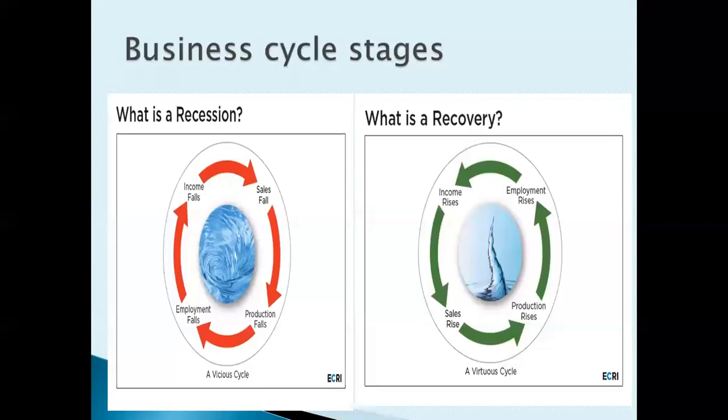Business cycle means what? It is the ups and downs in the businesses. Means what? In certain times, what will happen? There will be excess supply in the market, but demand will not be there. Or in other cases, there will be excess demand in the market, but there will be a shortage of supply.